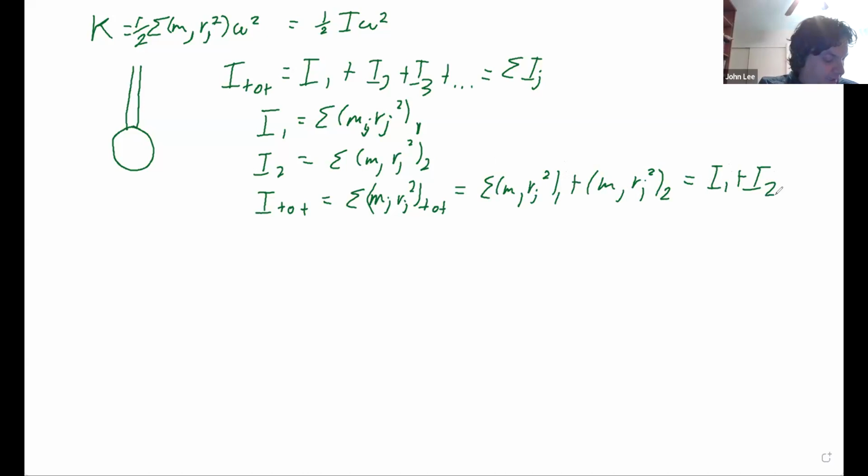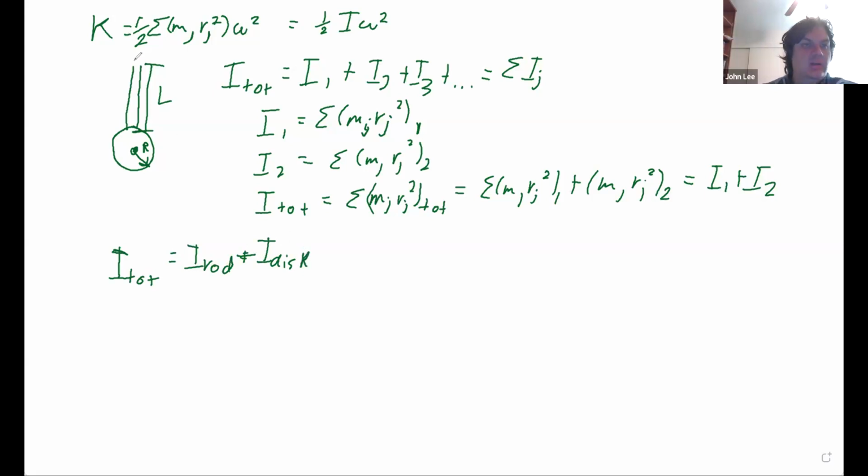So that's simple enough to understand. For a quick example, I'm not going to go through it, but if we have a rod with a disc, and this rod is length L, and this disc has radius R, then I total is going to be I of the rod plus I of the disc. And it's rotating about this axis. It's rotating here.